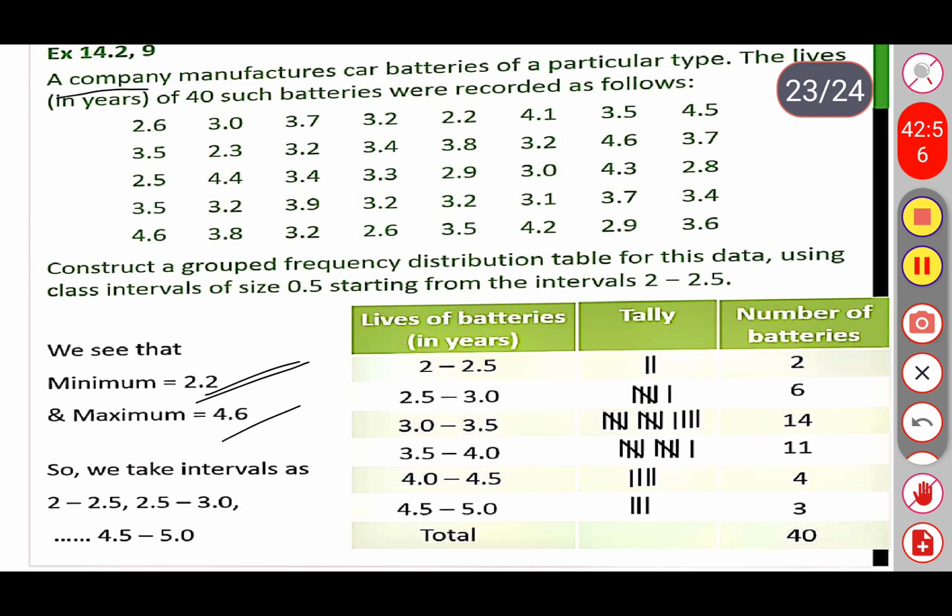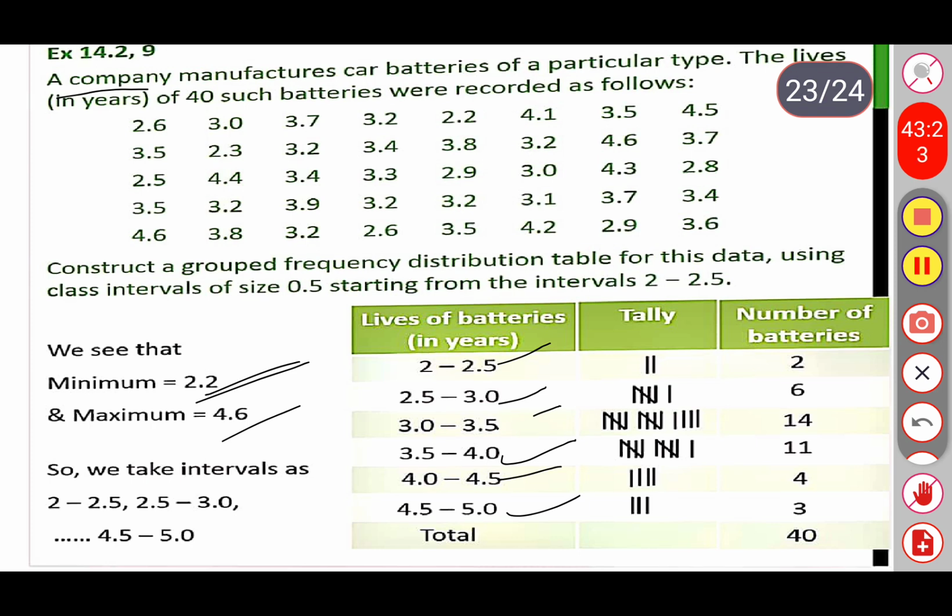The minimum value is 2.2 and the maximum value is 4.6. So the first class interval is obviously 2 to 2.5, and the second 2.5 to 3, 3 to 3.5, 3.5 to 4, 4 to 4.5, 4.5 to 5. Because the highest value is 4.6, we need to take the last class interval as 4.5 to 5.